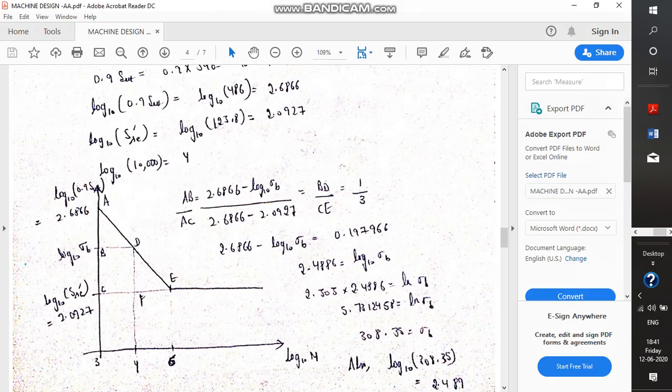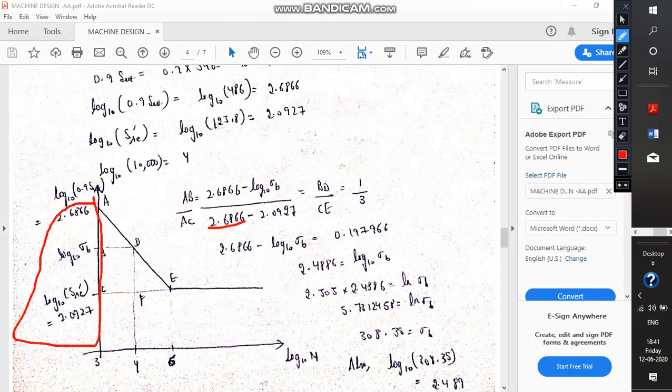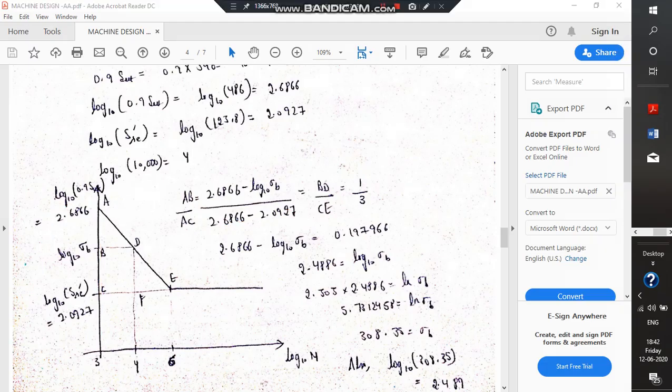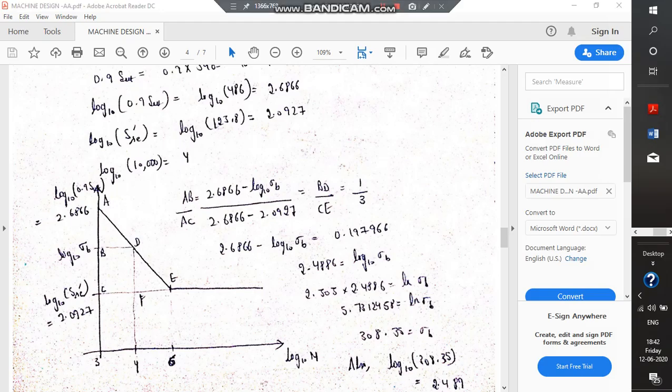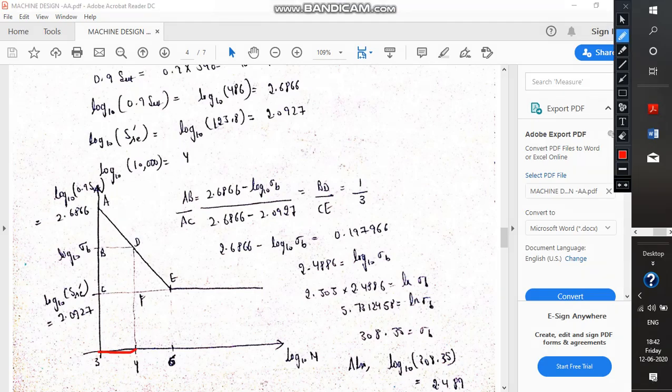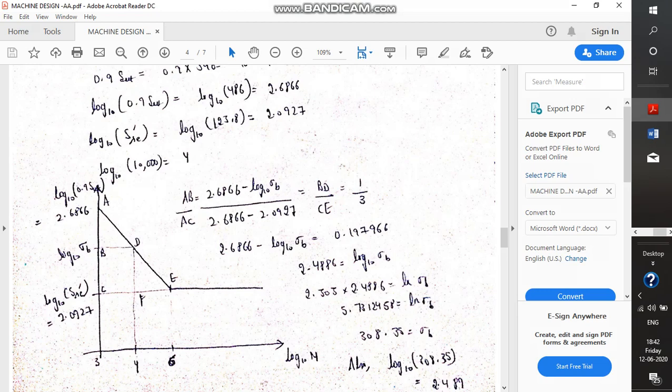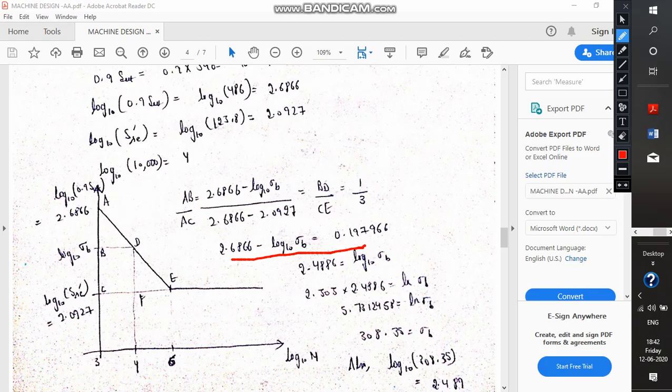What is AC? It is the difference of these two values, this and this, that is 2.6866 minus 2.0927. And what is BD by CE? BD is 4 minus 3, which comes out to be 1, and CE is 6 minus 3, which comes out to be 3. Now when we solve this equation, we finally get sigma B equal to 308.35.